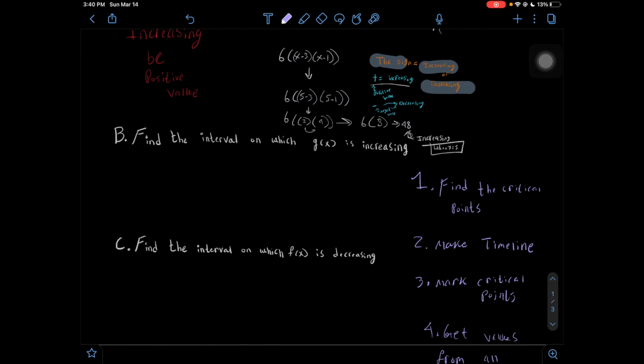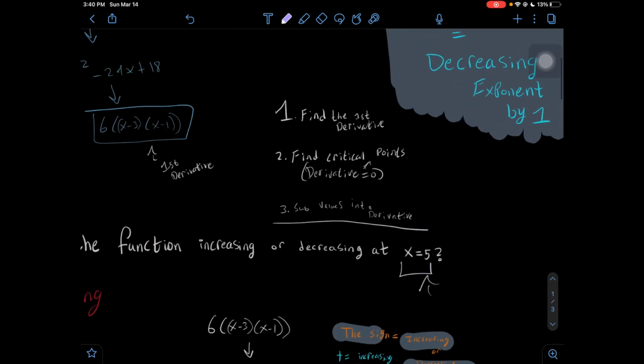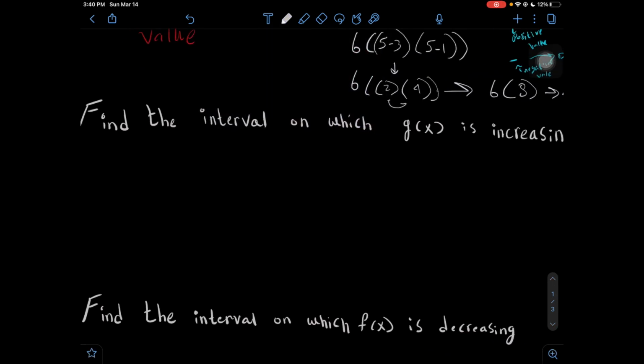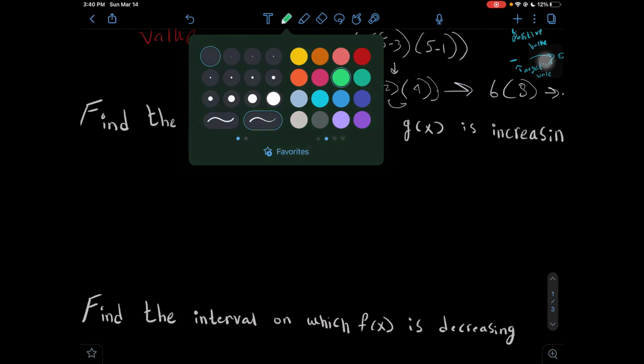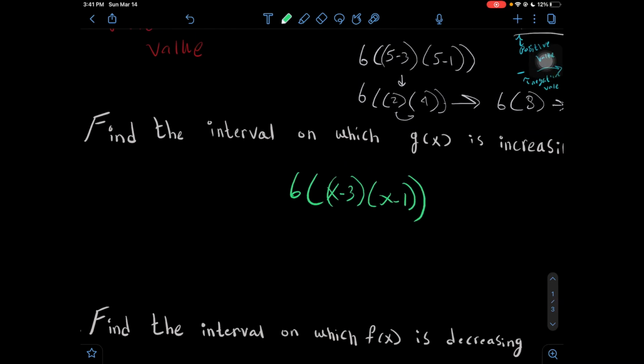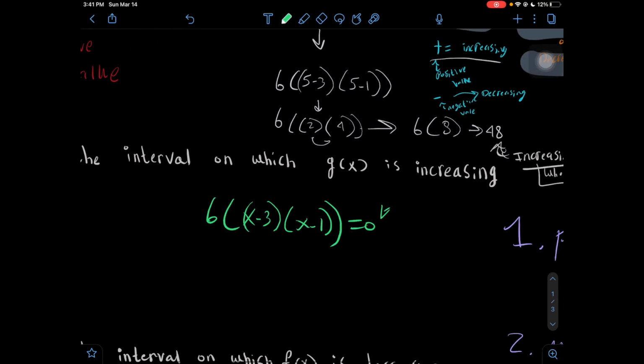So to find the critical points, as we said at the beginning of the video, you're going to set your derivative equal to 0. So let's write our derivative down here. We have 6 times x minus 3 times x minus 1, and we're going to set this equal to 0 to find critical points.